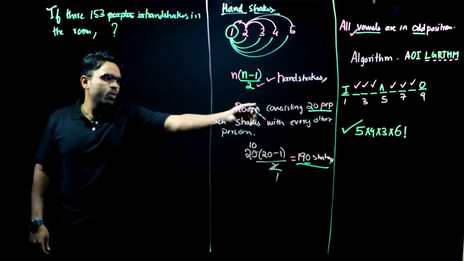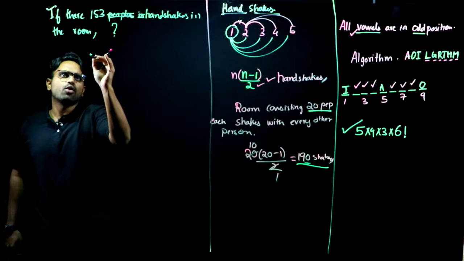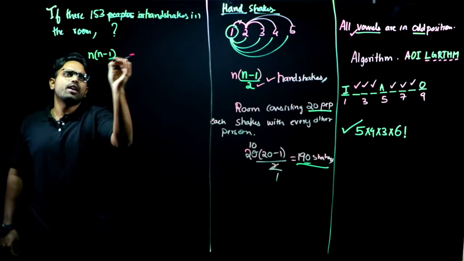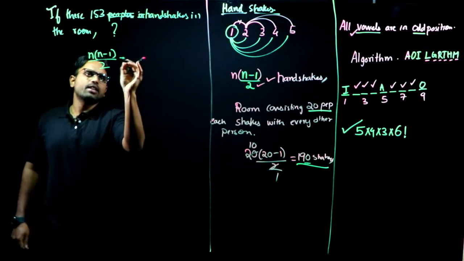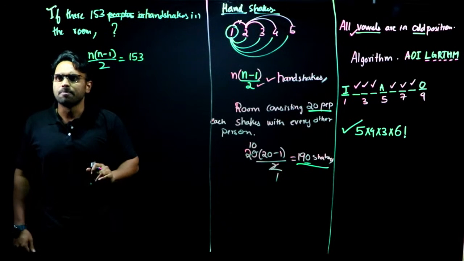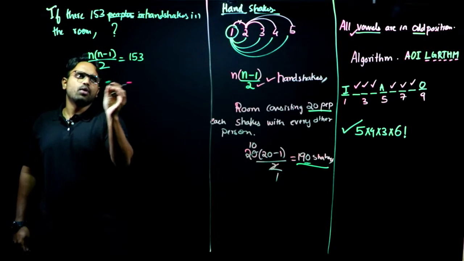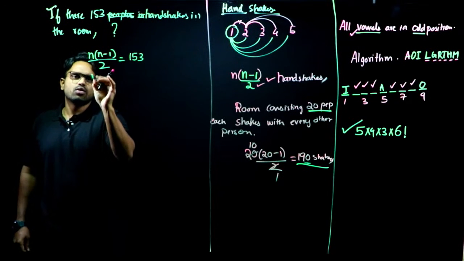So again, what do I have to do? Now I know the number of handshakes. My only formula is n into n minus 1 divided by 2, which is equal to the number of handshakes. The number of handshakes is given to me as 153. Now, observe here. I have to simply solve this. So this will give me how much?